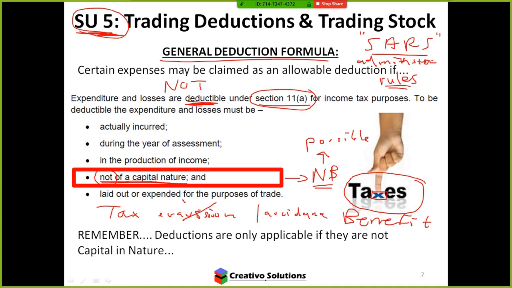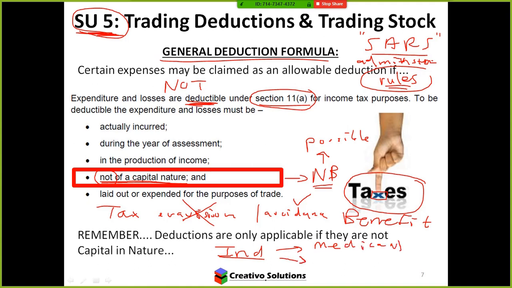Evasion is bad. You'll go to prison for that, or you'll have to pay a big fine. Tax avoidance is legal, as long as it's in line with the rules. You can avoid paying more taxes. A simple example: just think about an individual. As an individual, you probably contribute to a medical aid.